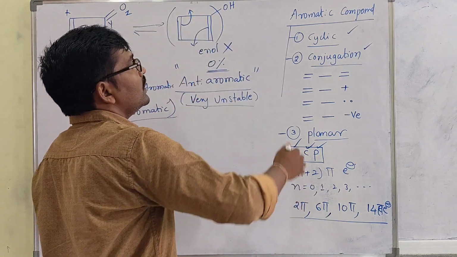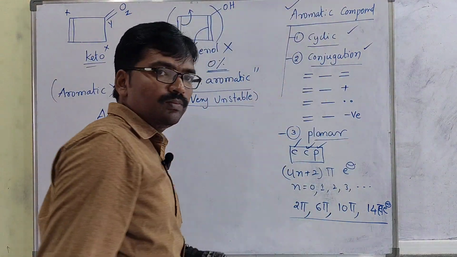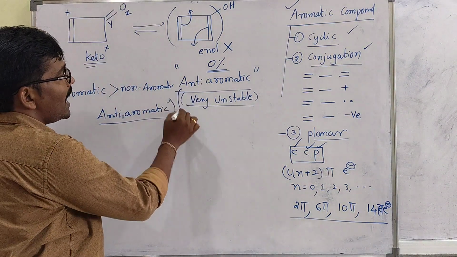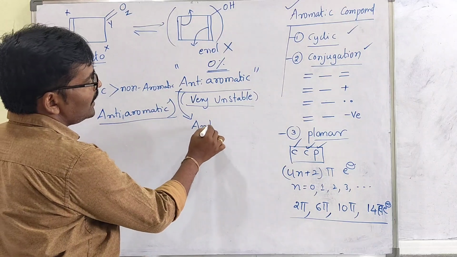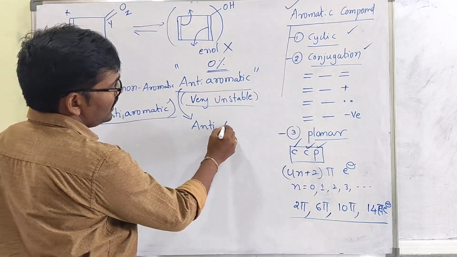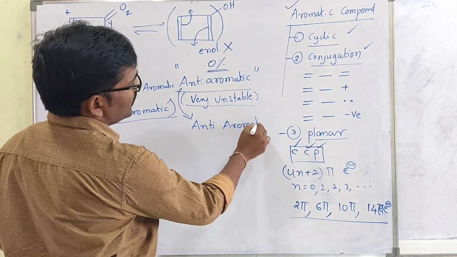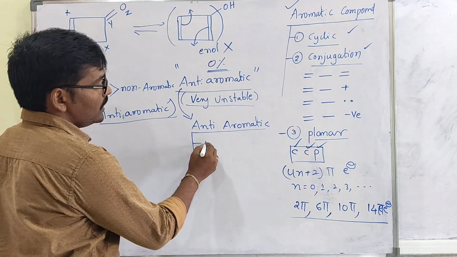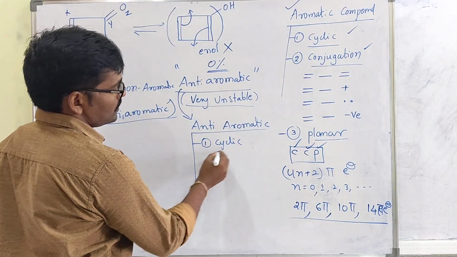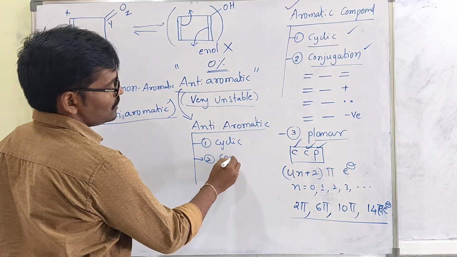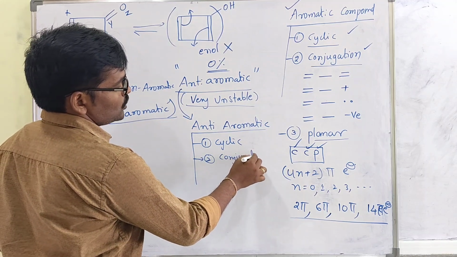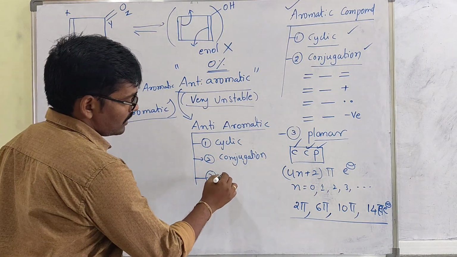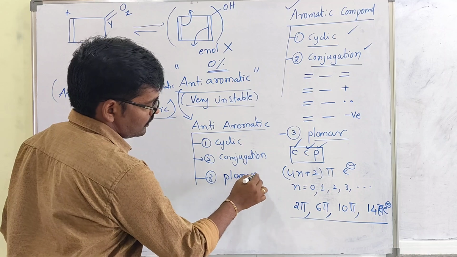If we follow this, we call it an aromatic compound. Aromatic compounds are stable. Then what about the anti-aromatic, sir? What is anti-aromatic? Anti-aromatic compounds: all the above rules may follow. One is cyclic, yes, cyclic follows. Then conjugation, yes, conjugation follows. Then the third one I told, that is planar, yes, this also forms planar.